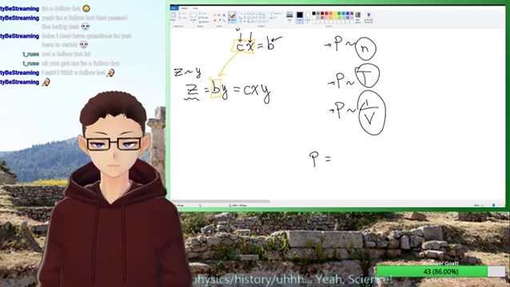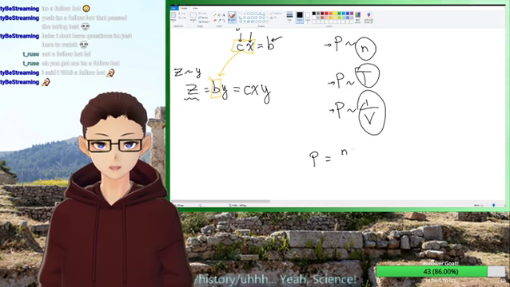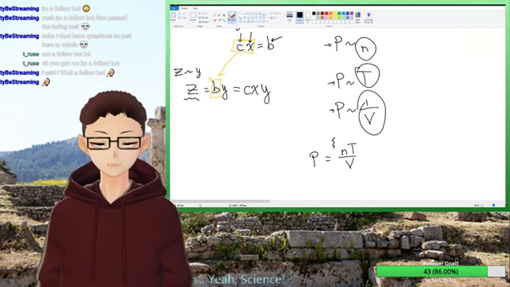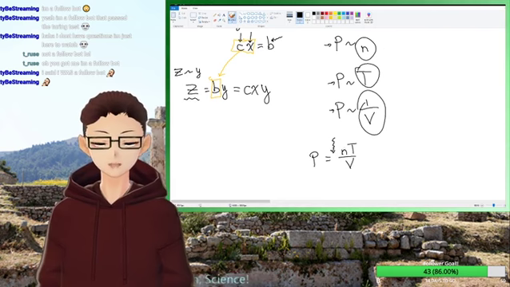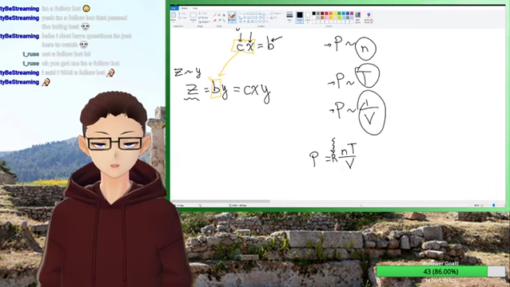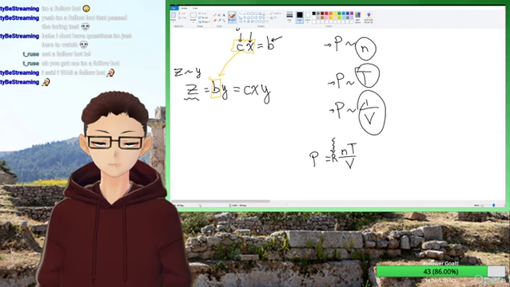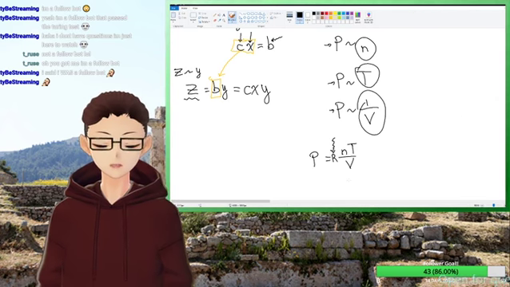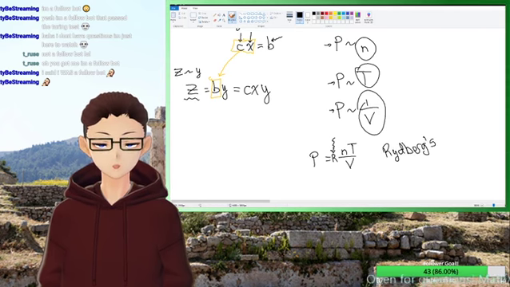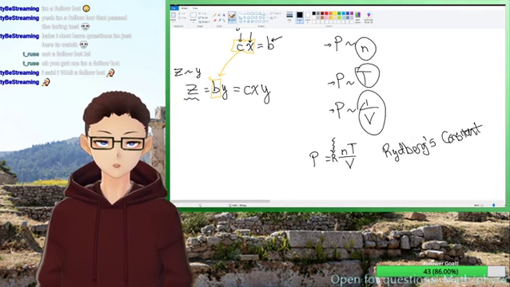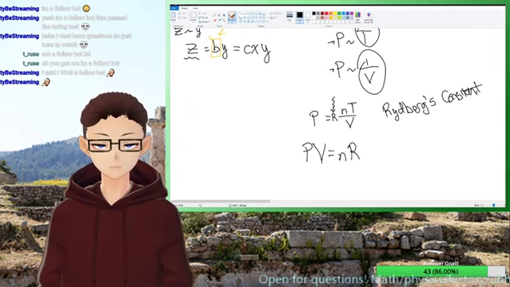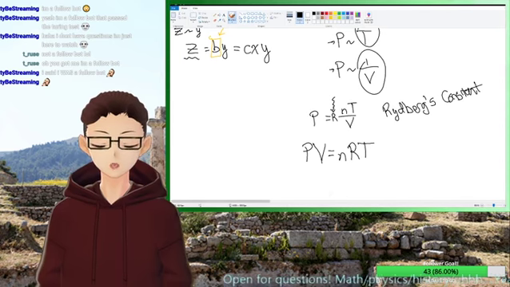And we get pressure equals the number of particles that make up your gas times the temperature divided by the volume, and then multiplied by some constant of proportionality that does not depend on the number of molecules of your gas, the temperature of the gas, or the volume of your container. Since this is an actual chemistry thing, that is a known constant that has a value that you can look up with units as well, and it's called the gas constant. And lo and behold, this is the ever-famous ideal gas law. PV equals nRT.